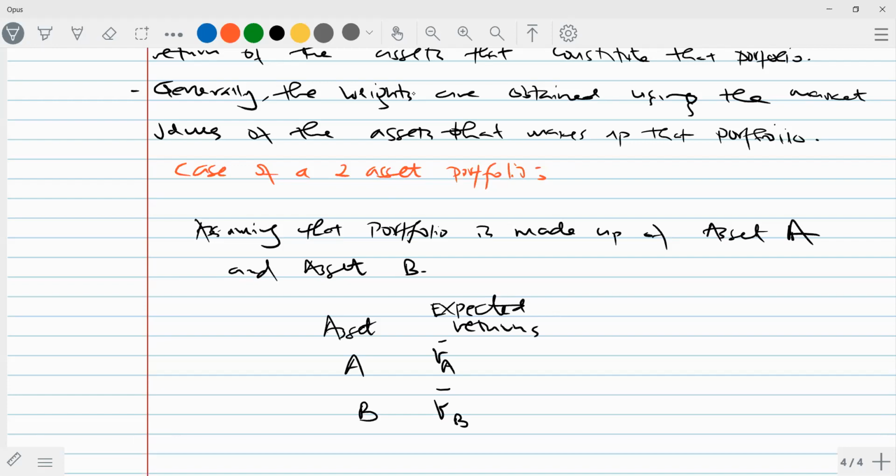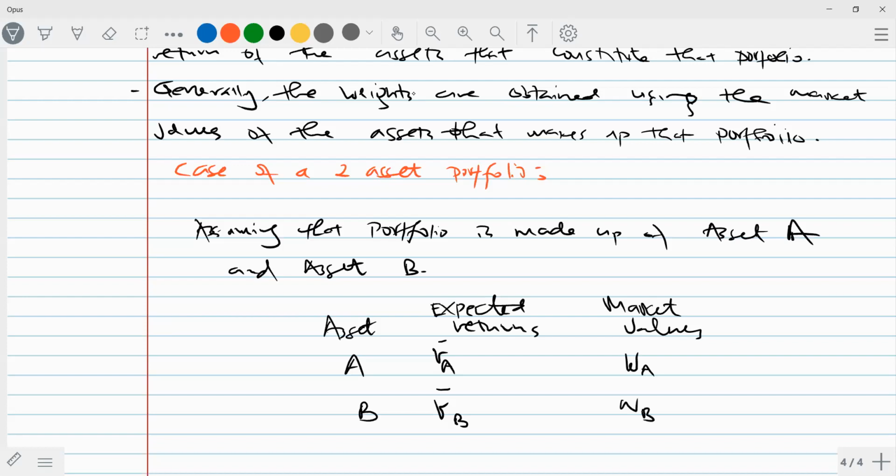And here we have market values. Okay, here you have the market values. The return for A, we're done. Return for B, we have obtained it. The market value of A, let me just call it weight A. The market value for B is weight B.